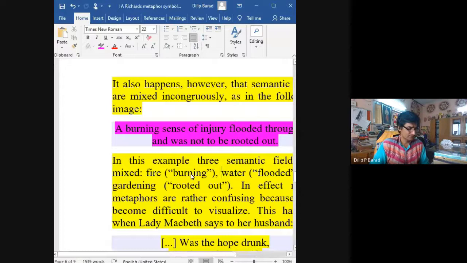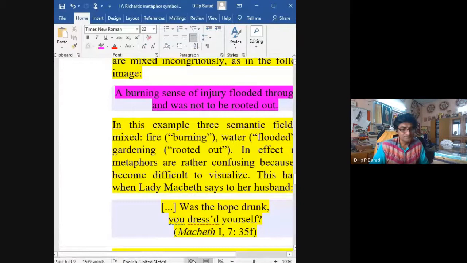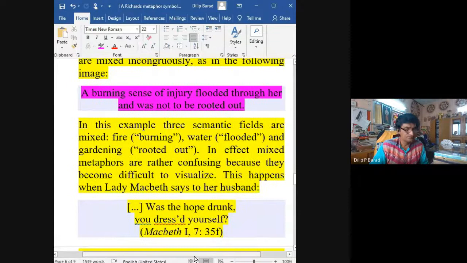Okay, so the next thing that we see here. In this example, three semantic fields are mixed. Which are those semantic fields? Fire is one semantic field. Water is another semantic field. And gardening is the third semantic field.